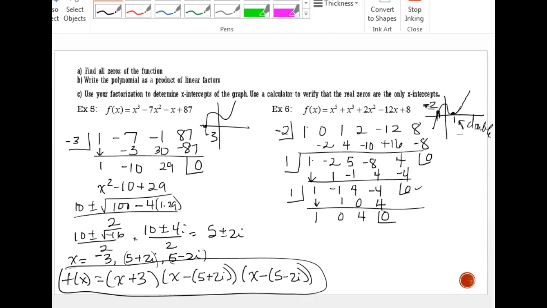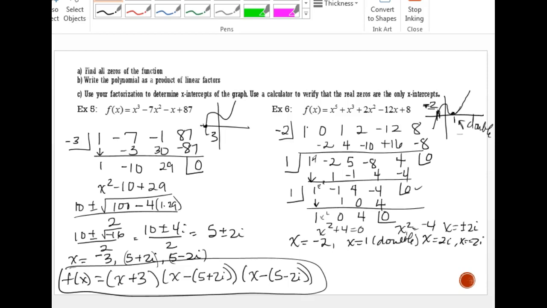This was x to the 5th, this is x to the 4th, this is x to the 3rd, this is x squared. So now I have x squared plus 4 equals 0. That means x squared equals negative 4, so x is equal to plus or minus 2i. All right? Now, what are our zeros? We know our zeros are negative 2. And we know that x is 1, and that's a double root. And then we have x is positive 2i, and x is negative 2i.